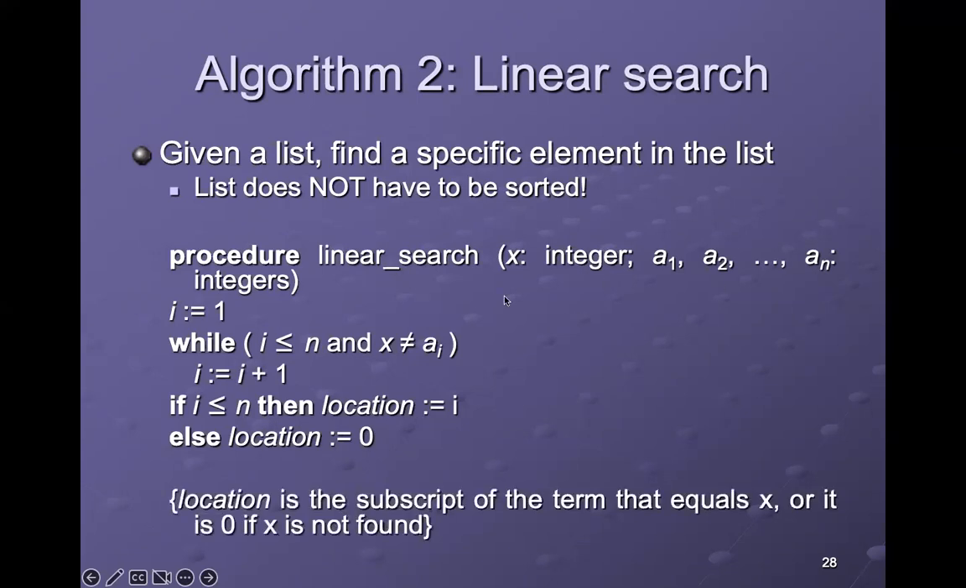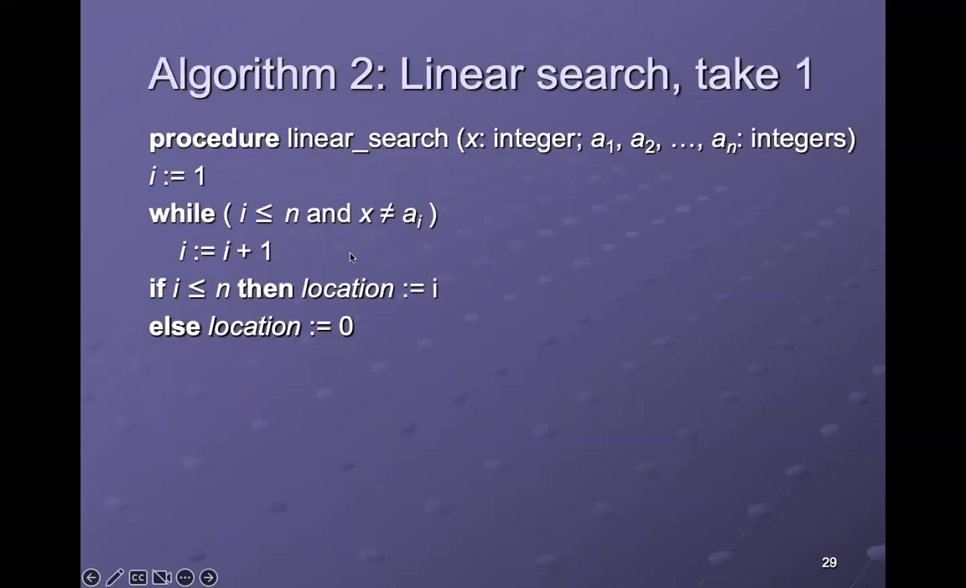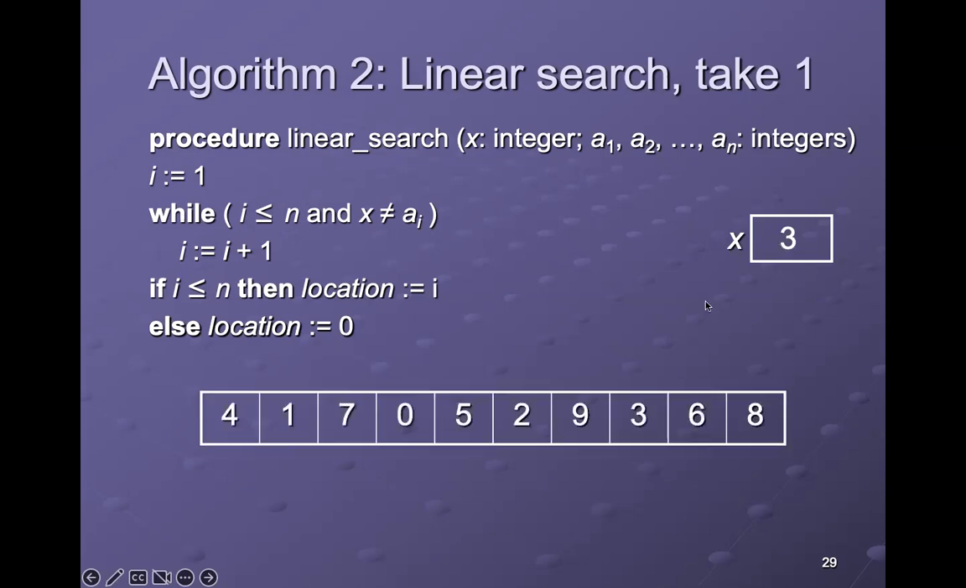In order for us to understand this, let us have an example. We have, again, this procedure, and suppose we have an input x, the number that we are looking for, which is 3. And we have another input, a list of integers a sub 1 to a sub n, containing these numbers. So a sub 1 would be 4, a sub 2 would be 1, a sub 3 would be 7, and so on. That means that n here would be equal to 10.